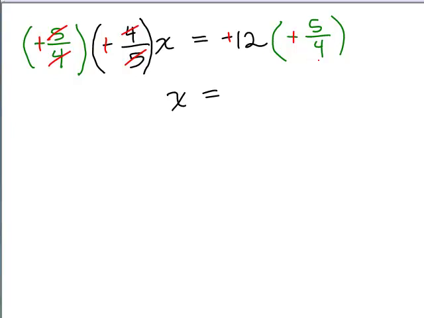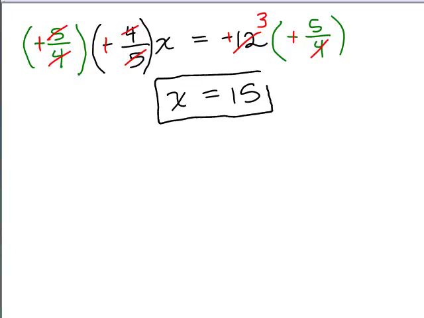And now, let's see, can we cancel? Well, the 4 goes into the 12 3 times, so I have 3 times 5, which is 15. So we get x equals 15.